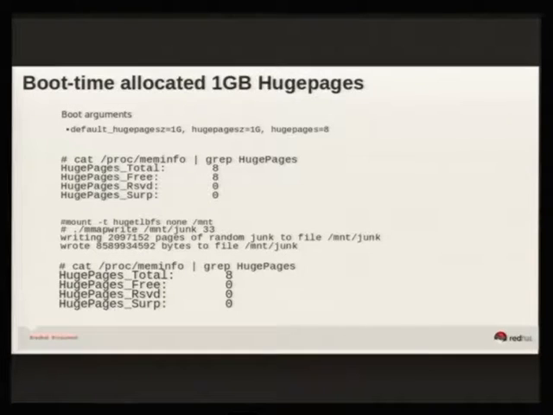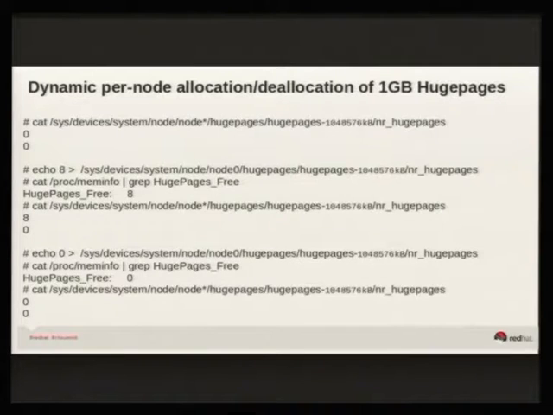And then finally, 1 gigabyte pages. Up until recently, they were allocated at boot time. If you allocated them at boot time, you could never get them back. Once again, they're exactly the same as the 2 meg pages. They're just 512 times larger. They're always scaled up by a factor of 512. On RHEL 7, in the upstream kernels, you don't have to reboot the system.